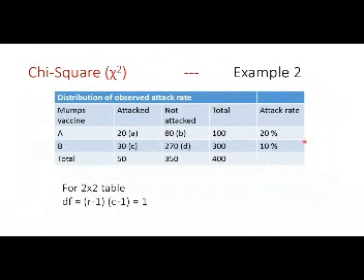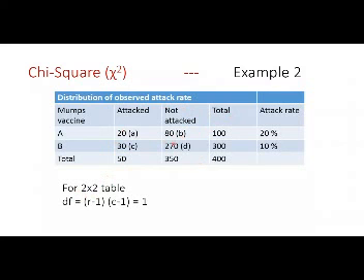This is another example. Now we will see whether this difference is significant. Again, there are two vaccines, vaccine A and B. These are mumps vaccines. We are giving vaccine A to 100 children and B to 300. In this case, 20 out of 100 are attacked, so the attack rate is 20%. In this case, 30 out of 300 are attacked. When we calculate, the attack rate is 10%.